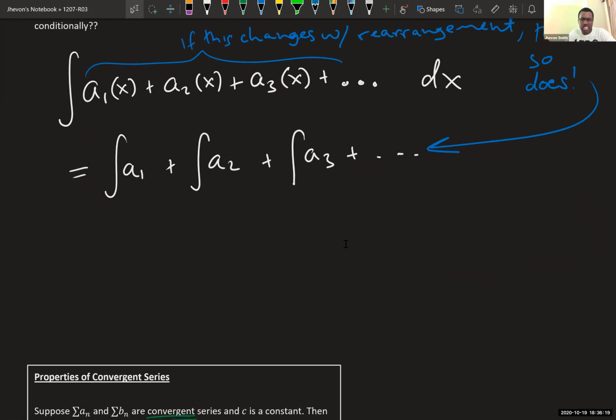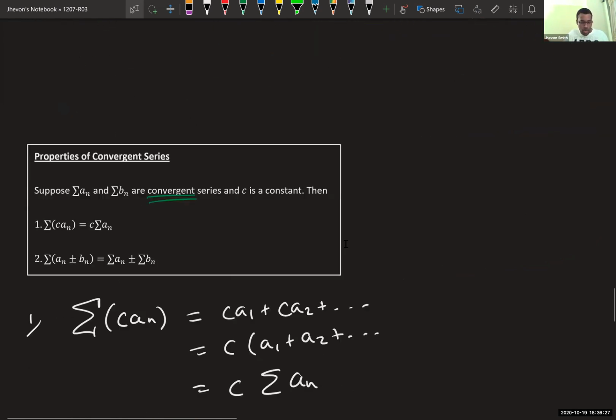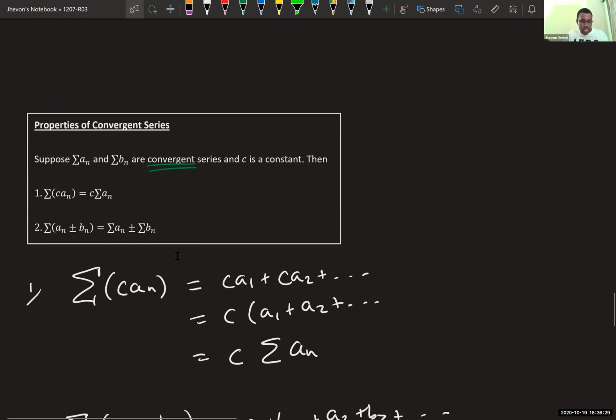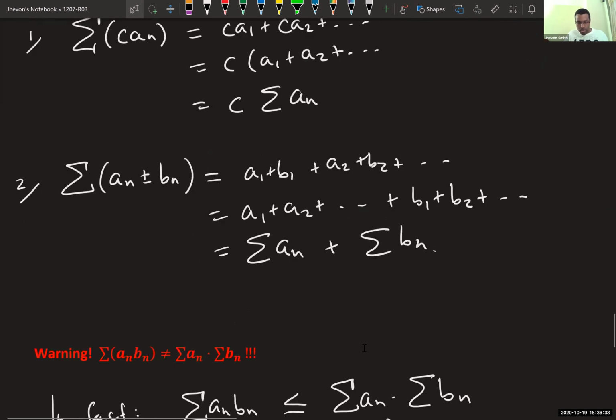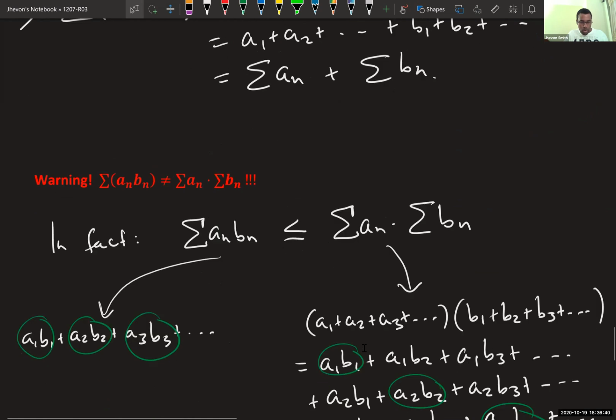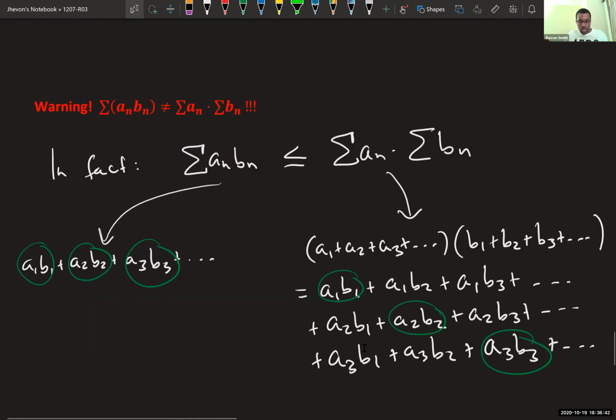For conditionally convergent series, the math breaks down. They are still useful, but they're not useful for everything. Like we can't do calculus with a conditionally convergent series. Properties of series: two basic ones, we don't have a lot to work with here. We can factor constants out and we can distribute them across sums. We cannot distribute series across products.